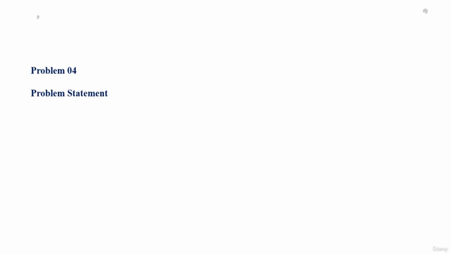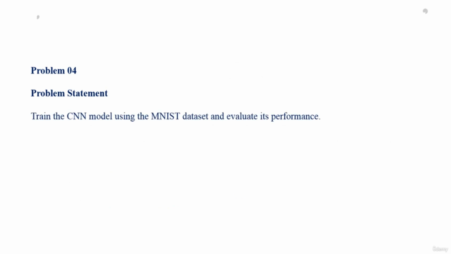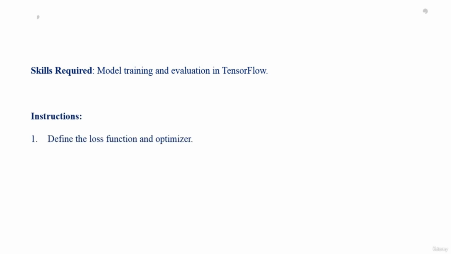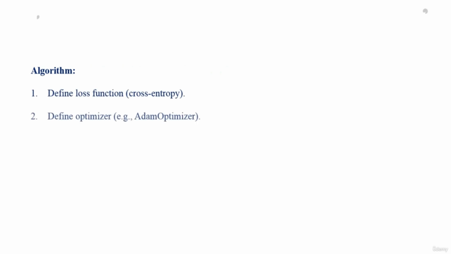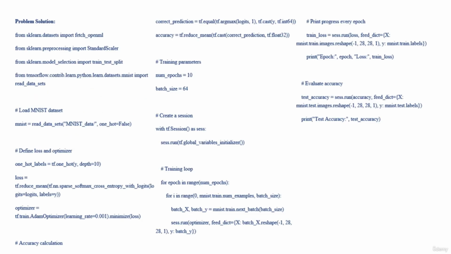Problem 04. Problem statement. Train the CNN model using the NIST dataset and evaluate its performance. Skills required: model training and evaluation in TensorFlow. Instructions. Define the loss function and optimizer. Train the model and evaluate accuracy. Algorithm. Define loss function, cross entropy. Define optimizer, example Adam optimizer. Train the model and evaluate accuracy.